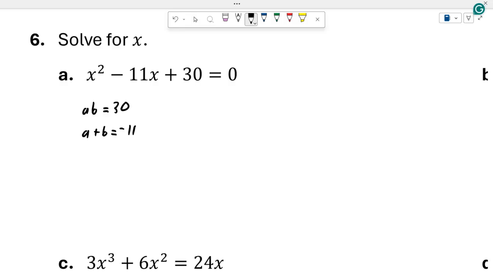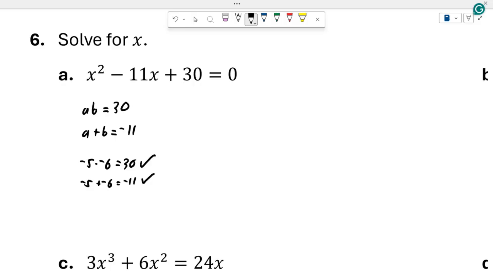I would encourage you to pause for a second and see if you can identify what those two numbers are. So the two numbers that we're looking for are negative 5 and negative 6, because negative 5 times negative 6 is 30, and negative 5 plus negative 6 is negative 11.